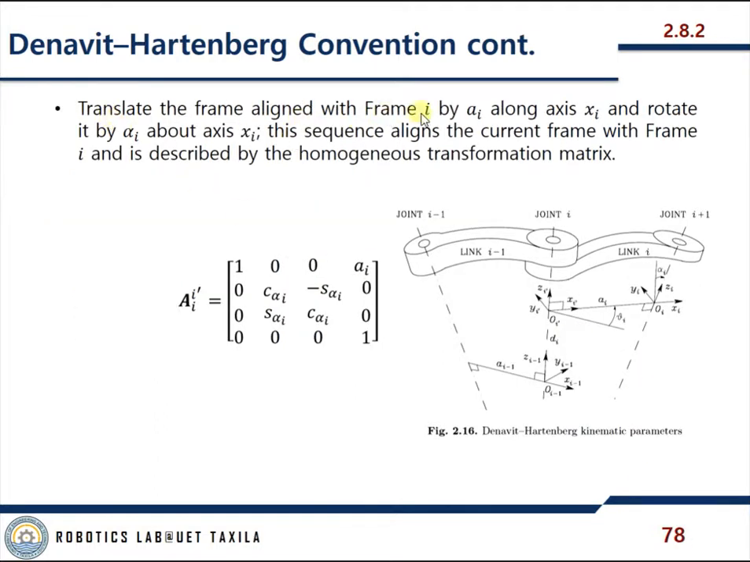Now translate the frame, align frame with frame I by ai. So now we are here, and from here we want to move from here to here. So what we're going to do is align with frame I by ai. So this is ai along axis xi, because we are moving along the x-axis. So this rotation matrix will be based on the x-axis, and as we are moving along this x, ai is the translation. In this way, we are moving from I to I dash.